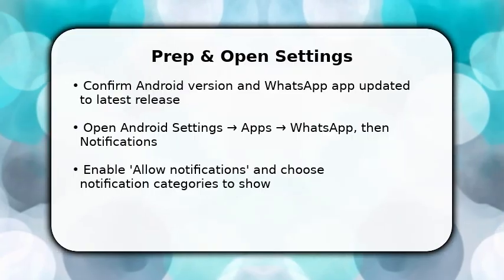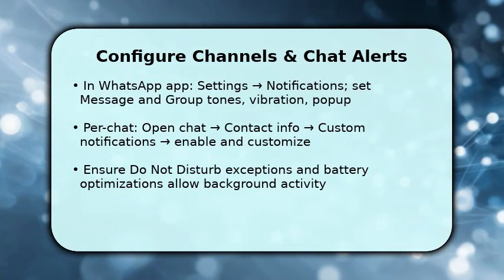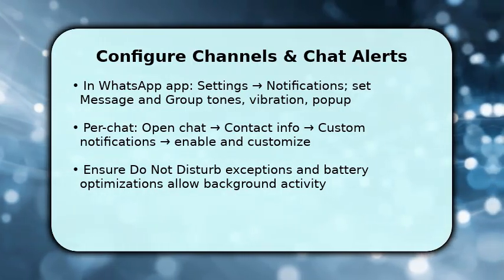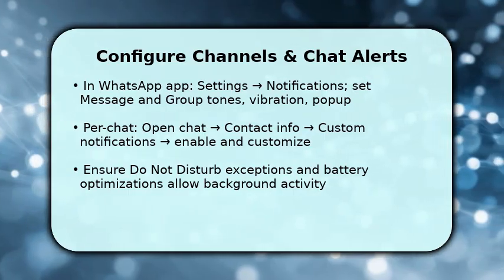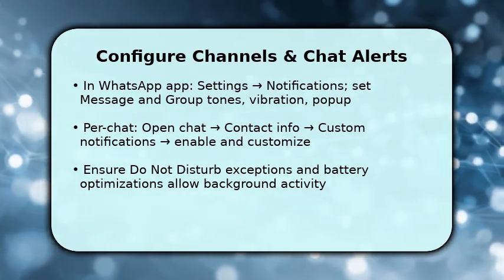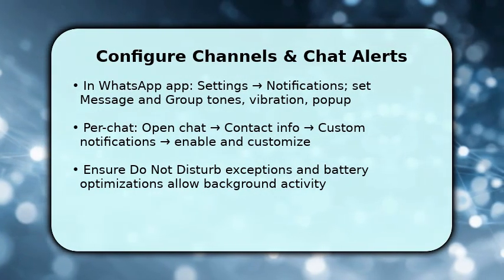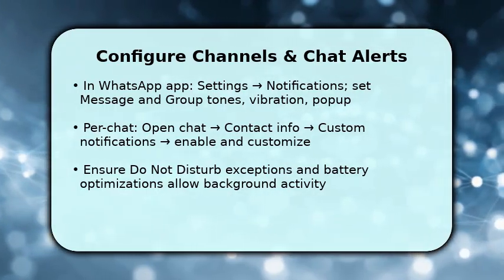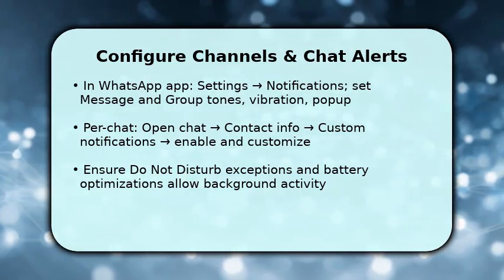Now you configure notification channels both in the app and per chat. Open WhatsApp, go to Settings, then Notifications. Pick tones, vibration strength, pop-up behavior, and light color if available so you recognize messages fast. For important contacts, open the chat, tap the contact name, choose Custom Notifications, and enable a unique tone or vibration so they stand out. Also check Android Do Not Disturb exceptions, and disable battery optimization.